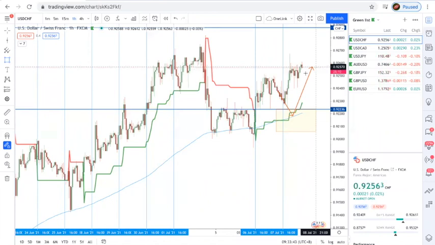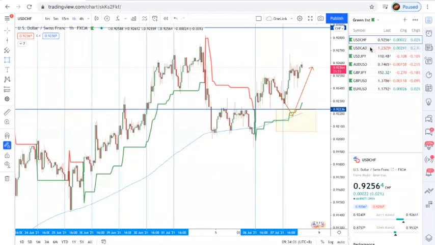So here you can see you can enter the trade on a sell and enter the trade again on a buy, the two-way trade that you can see. So this is what happened yesterday on the USD chart.